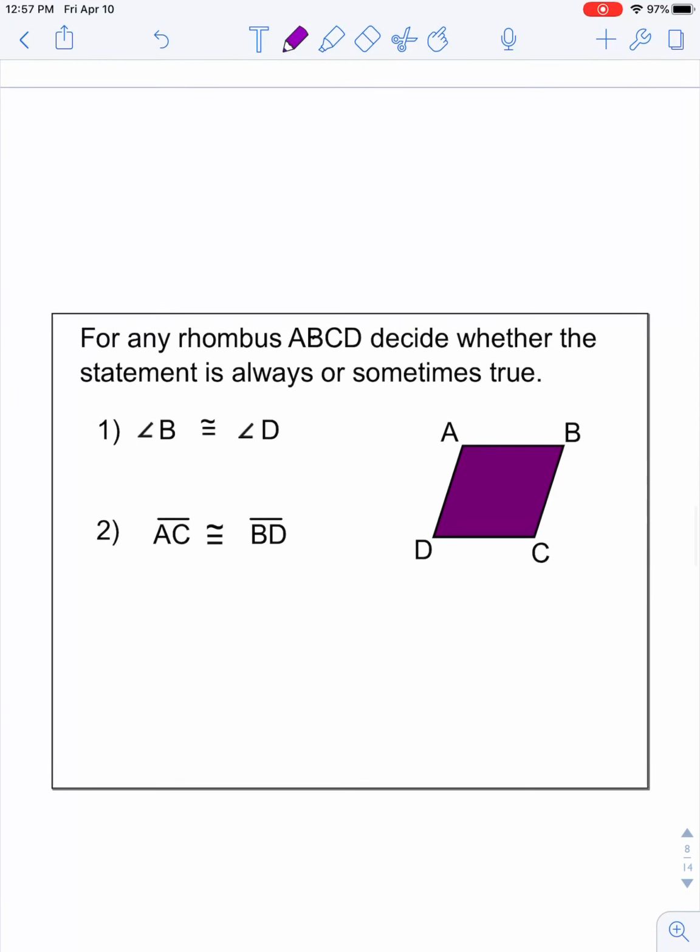So, a couple quick examples. For any rhombus ABCD, decide whether the statement is always or sometimes true. Well, they told us it is a rhombus here, that's already by definition. So what we want to know is, is angle B going to be congruent to angle D? Is that always the case or sometimes? In this case, it's always, because it's a parallelogram.